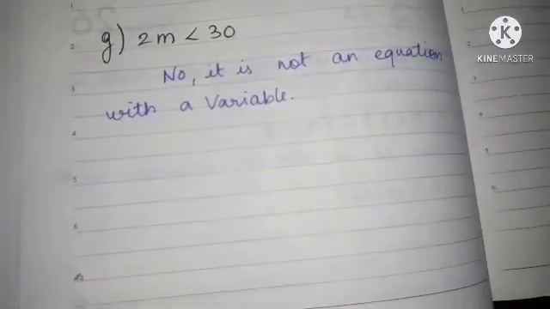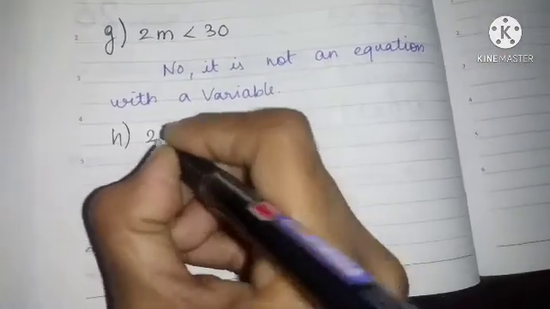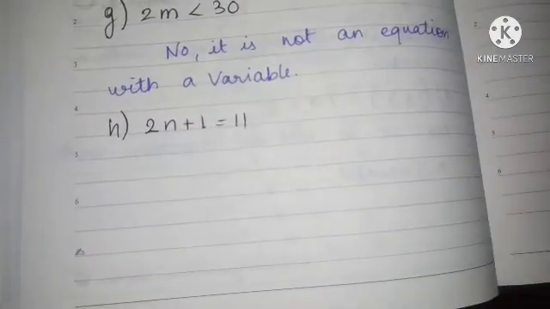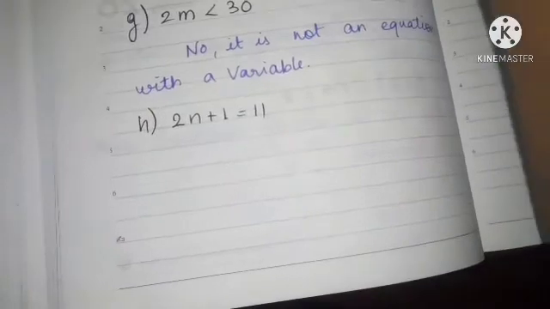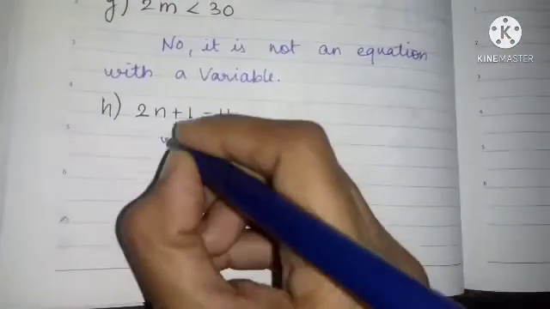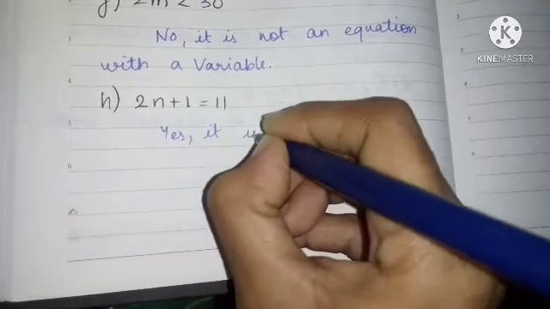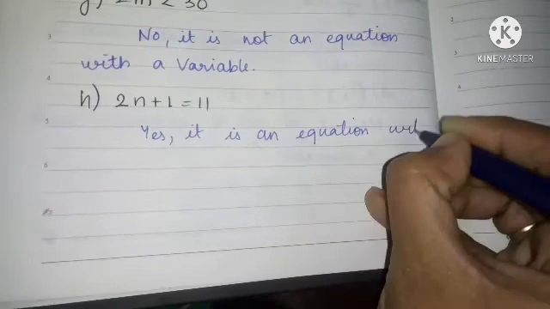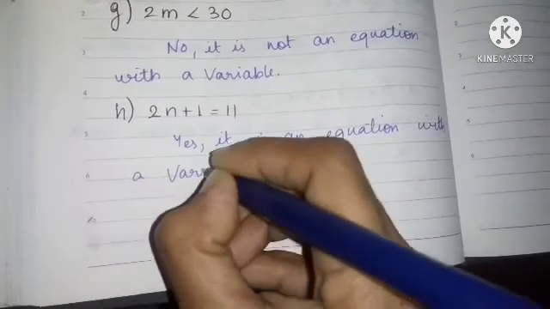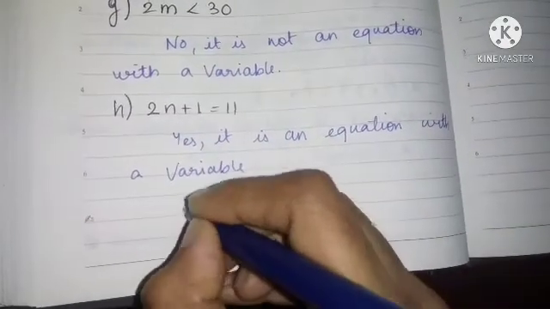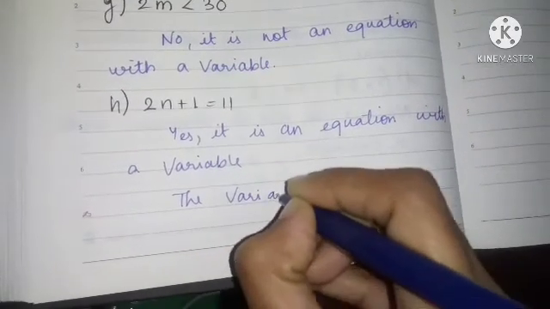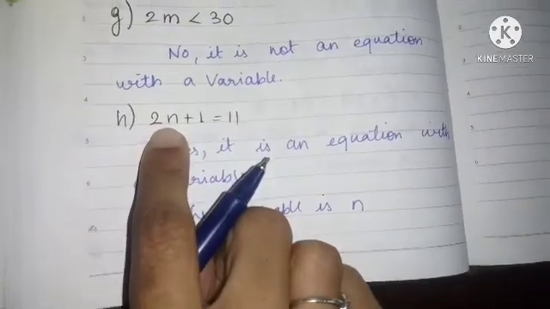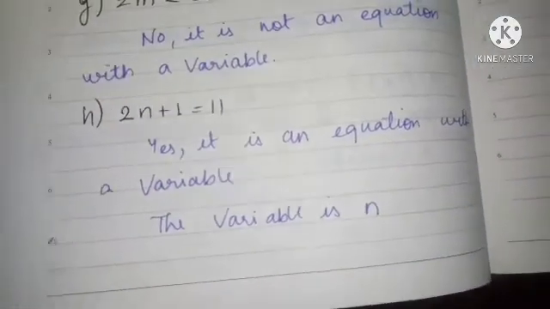Next, problem H: 2n plus 1 is equal to 11. Is there a variable? Yes, it is a variable. Yes, it is an equation with a variable. So what is the variable here, children? The variable is n.